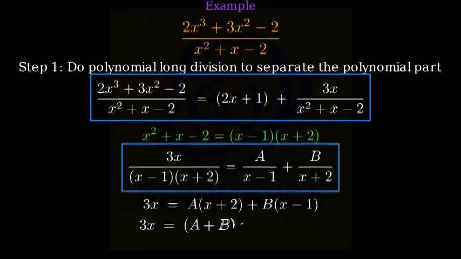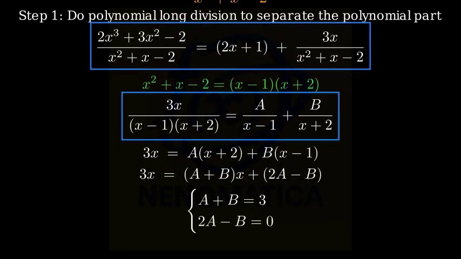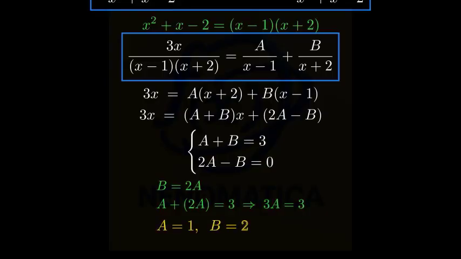Now, match coefficients of like terms. The coefficient of x on the left is 3, so a plus b must equal 3. The constant term on the left is 0, so 2a minus b must equal 0. Solve the system. From 2a minus b equals 0, b equals 2a, substitute into a plus b equals 3, so 3a equals 3. Therefore, a equals 1 and b equals 2.